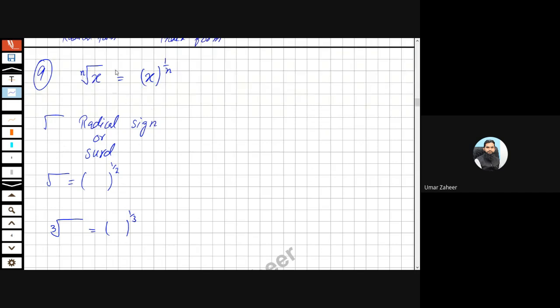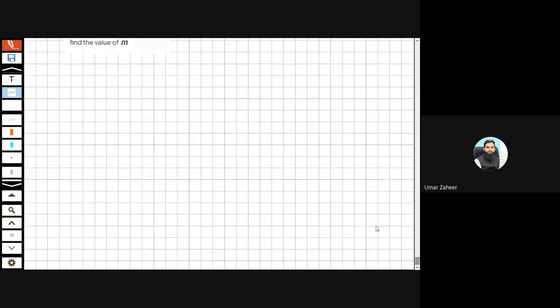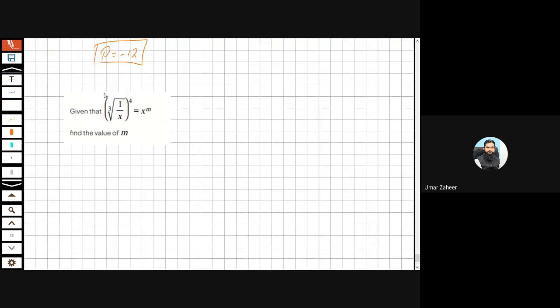So this is how you have to convert the radical sign into the indices. That's what you have to do for the question. We have a radical sign and we have a cube root. If you are going to write the cube root in the indices form, it will be 1 by 3. Clear? I'm just talking about the radical sign. Is it clear? Yes, it is clear.